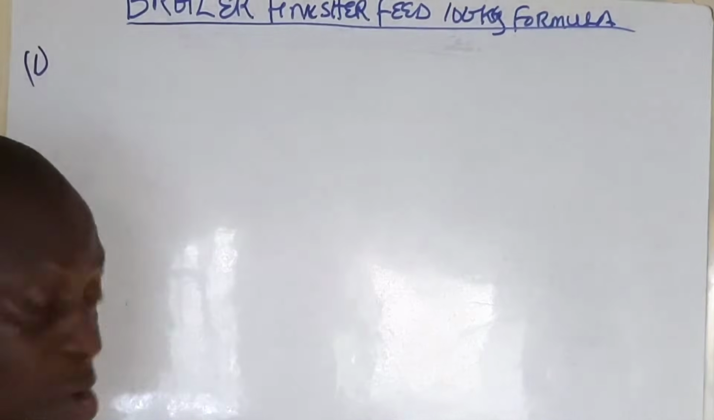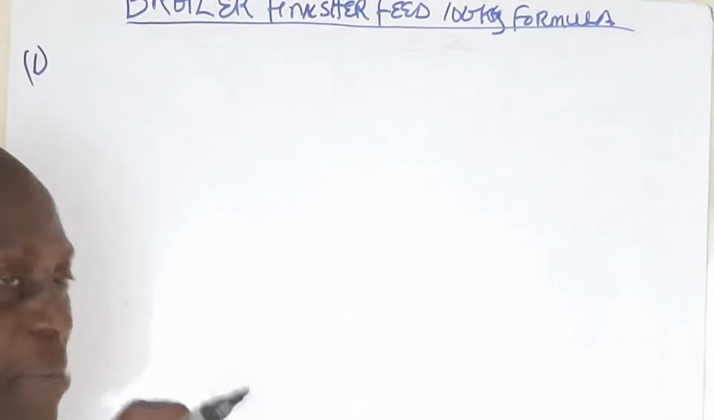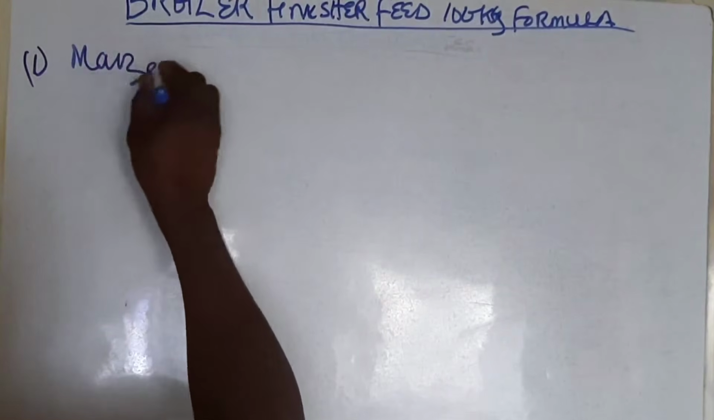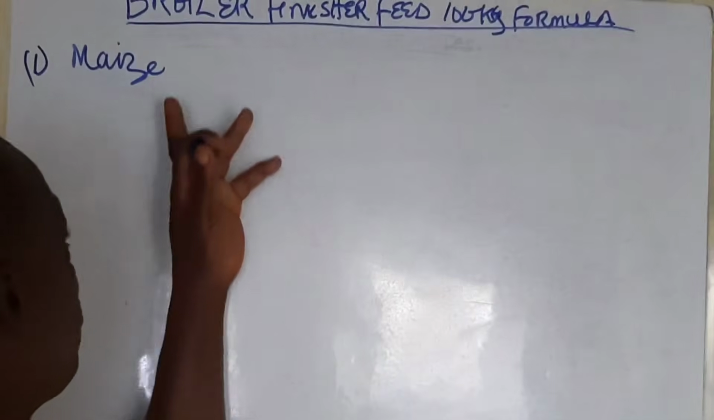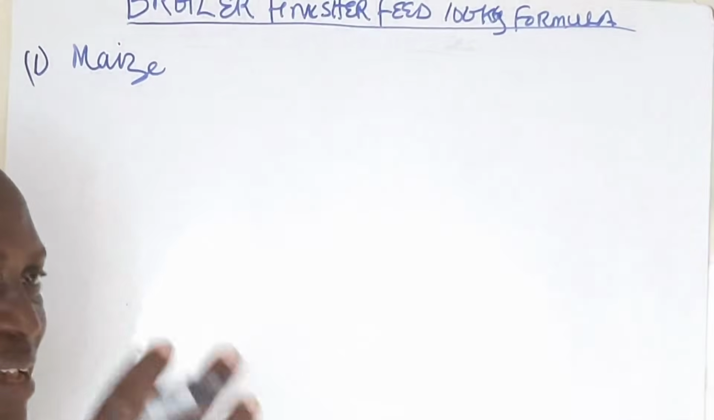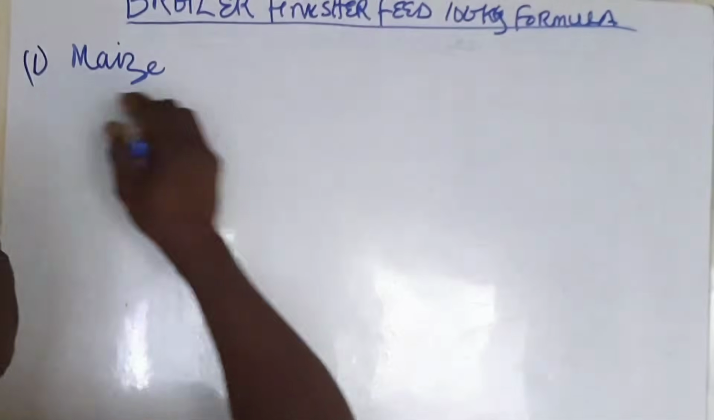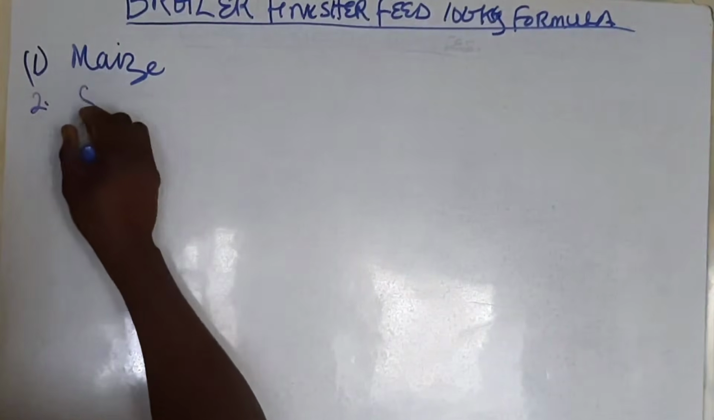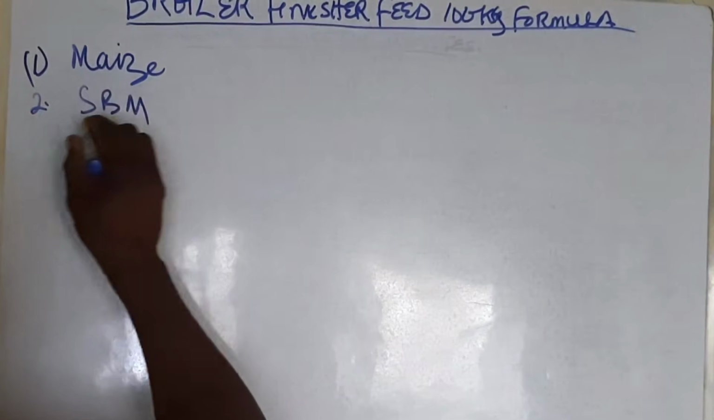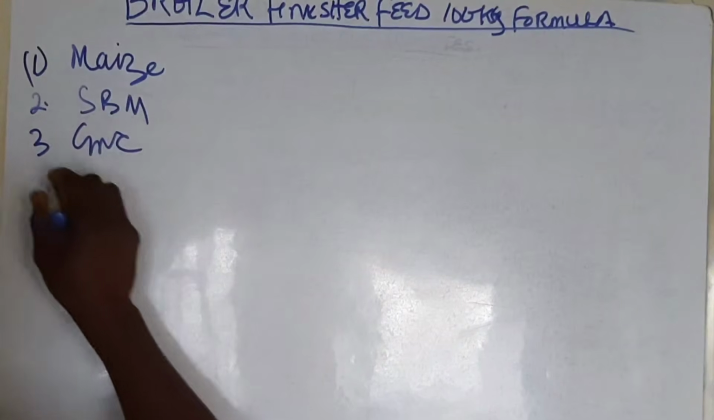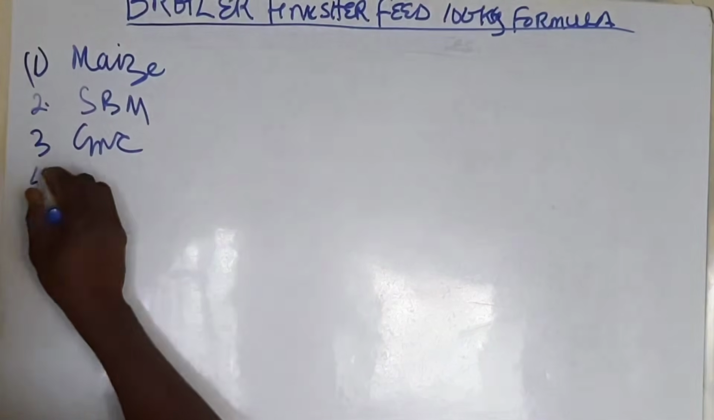Our corn or maize is generally the major ingredient in every livestock feed. We are starting with maize. Remember, maize has its own natural crude protein, fat, energy, and others. Number 2, soybean meal, SBM. Number 3 is GNC. Number 4 here is wheat offal.